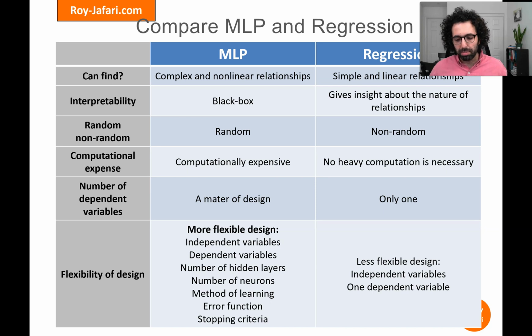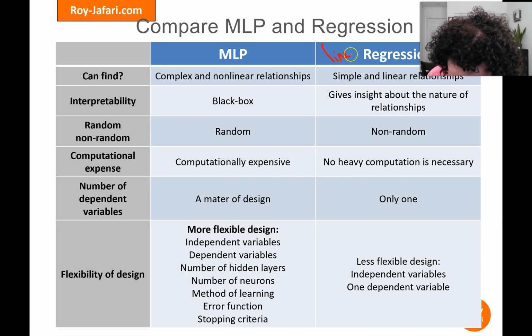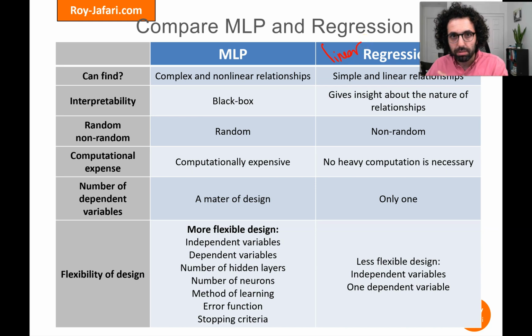Now let's compare MLP and regression. By regression here, I mean linear regression. So MLP is more complex. Of course, it's capable of capturing more nonlinear multivariate relationships. Linear regression is simpler, of course, only linear relationship. Linear regression can give us some insight and is more interpretable, but MLP is famous for being a black box. MLP is random and it's more computationally expensive. Linear regression, it's just a formula that you're using. Of course, if you are using nonlinear regression, there might be some training algorithm that uses some computational method, but for the most part, regression does not use a lot of computation.